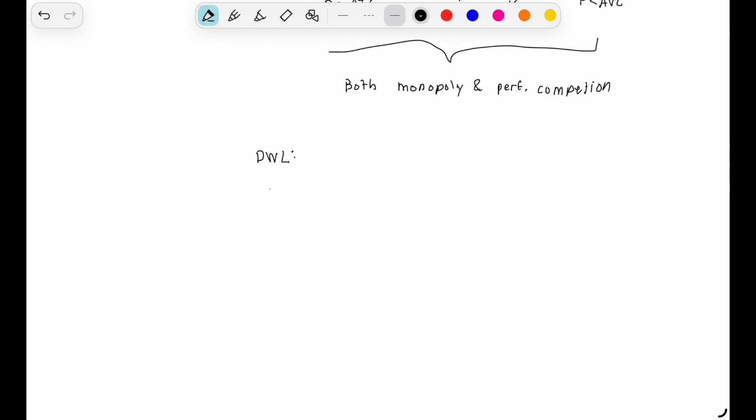So when do you have deadweight loss? Deadweight loss is when your quantity of your monopoly is less than your quantity that is efficient. And that missing trade is going to be considered your lost value.